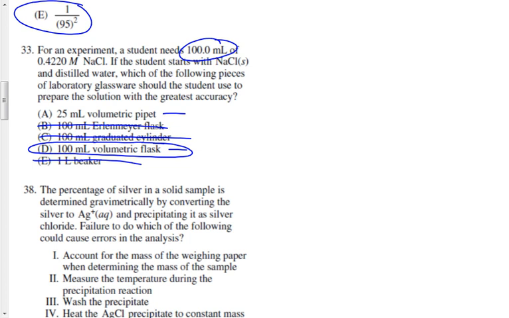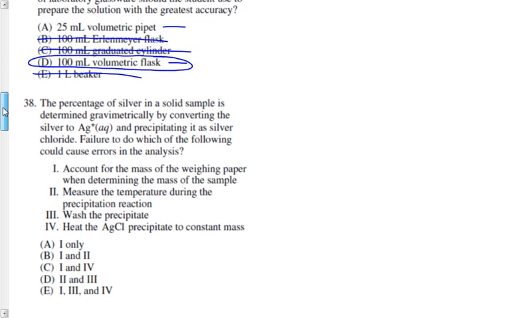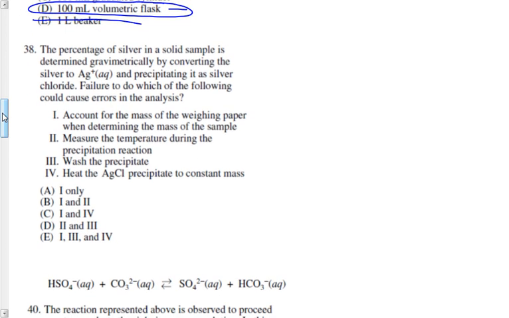Number 38. The percent of silver in a solid sample is determined by converting silver and precipitating silver chloride. Failure to do which of the following could cause an error in analysis.